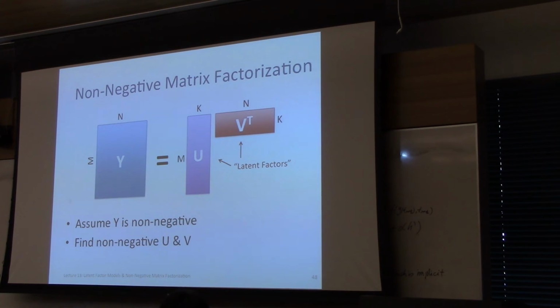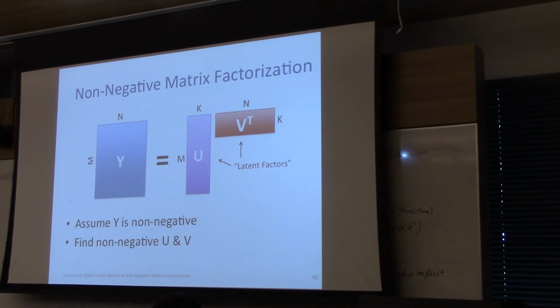So we're going to assume now that Y is non-negative. And the fact that it's non-negative has some sort of semantic meaning. And then we're going to do the same type of factorization into U and V transpose, which will also be referred to as latent factors. But now we're going to think of U and V also as non-negative, right?